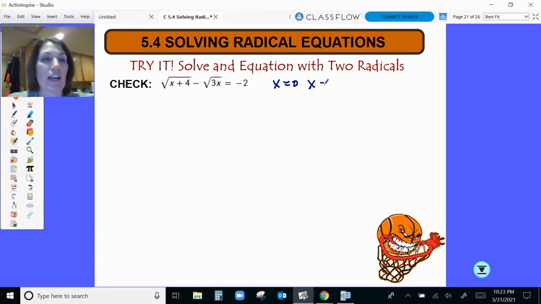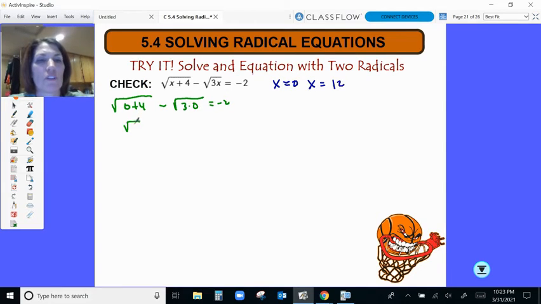So let's go ahead and check those guys. Square root of 0 plus 4 minus the square root of 3 times 0 equals negative 2. Square root of 4 minus the square root of 0 equals negative, equal, what happened there? Too many negatives. Turns into an equal sign. 2 minus 0 equals negative 2, and that does not work, right? So my 0 is not a solution.